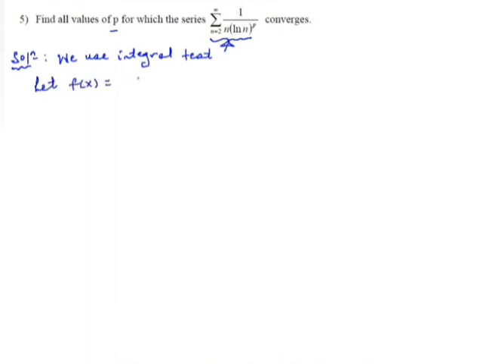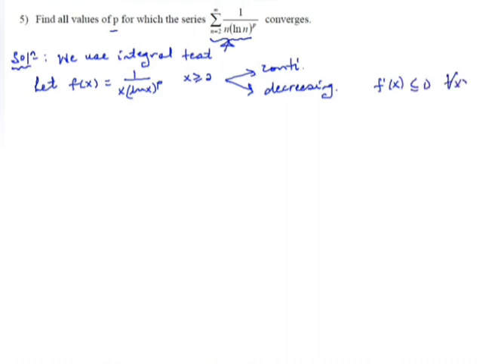Let f of x be 1 over x times (ln x) to the power of p, for x greater than or equal to 2, as our test function. You can check that this test function is positive valued and continuous for any x greater than or equal to 2. And the other thing, you can use the derivative test to check that f is decreasing. You can easily show this using the first derivative test: f prime of x is less than or equal to 0 for every x greater than or equal to 2. We check this, and then use the integral test directly to find p, the value for which the series converges.